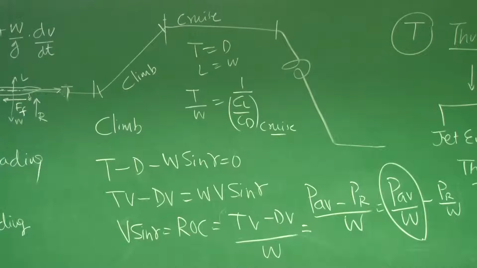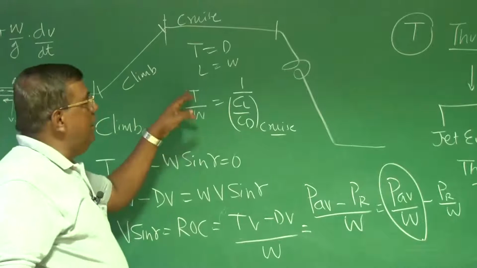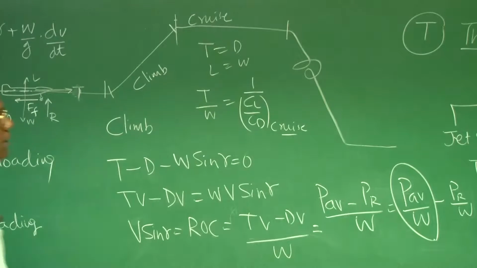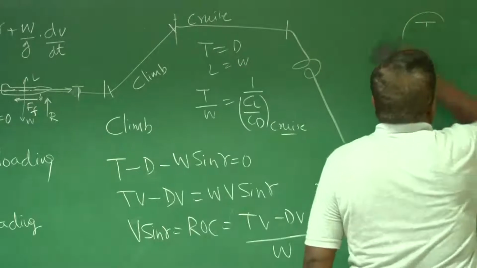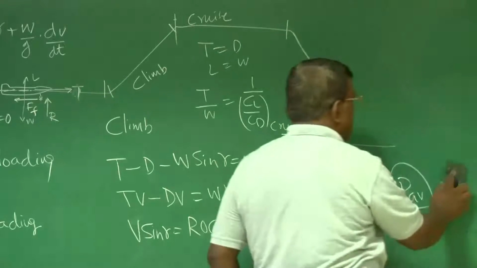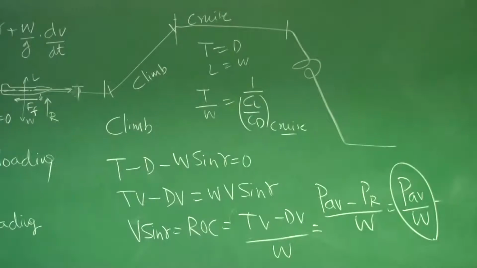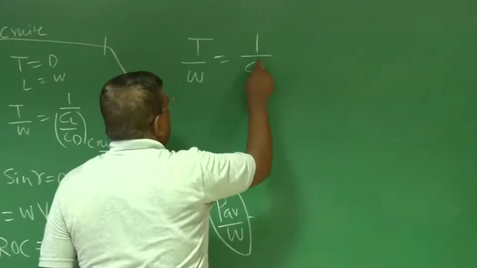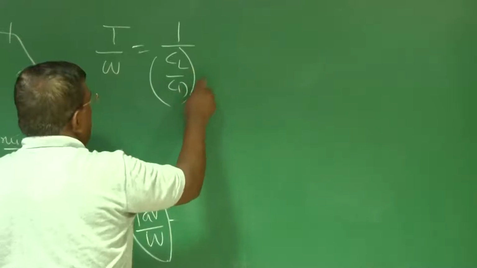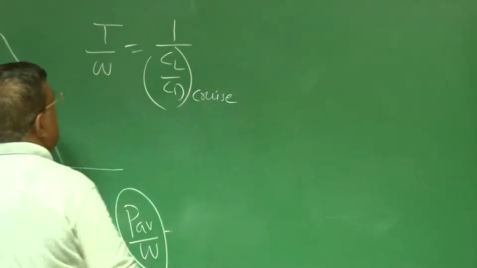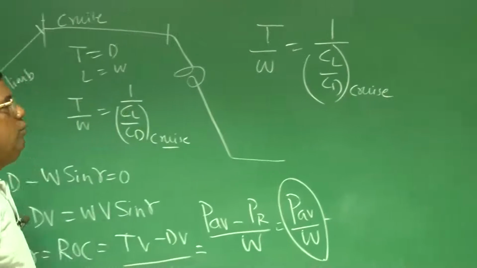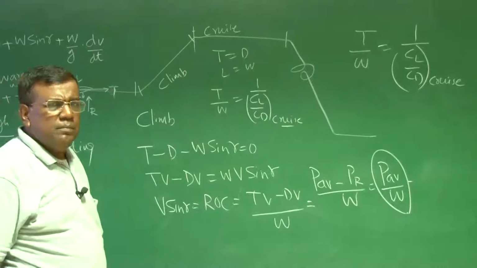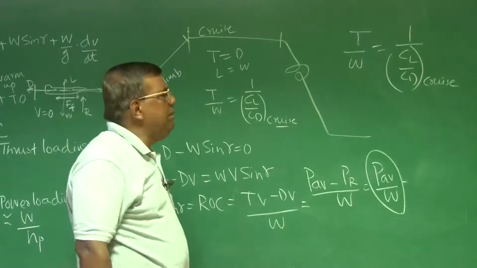So T by W for cruise will be decided by what is the CL by CD cruise. And this is important. You must understand as a designer what is the meaning of this. If I write T by W equal to 1 by CL by CD, and let's say this is CL by CD cruise, and if you want to fly at optimal condition, then CL by CD may be maximum, but it is not always possible to fly at CL by CD maximum.